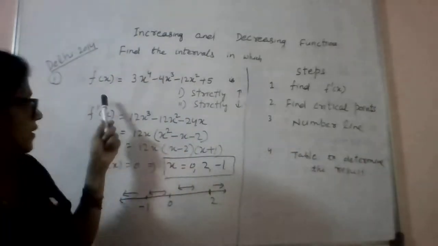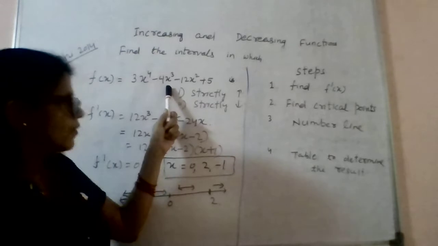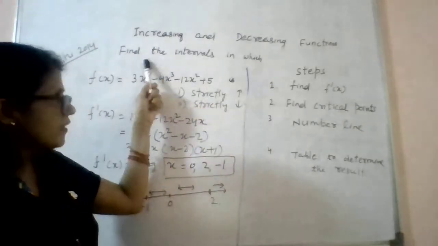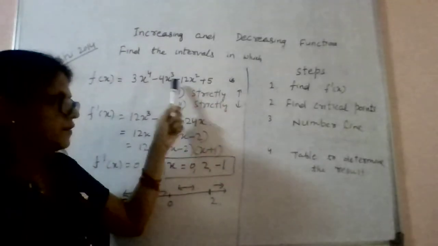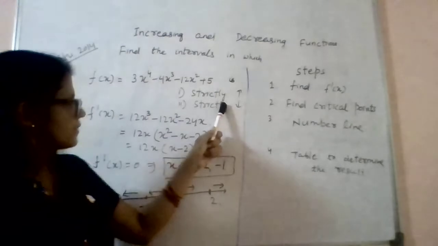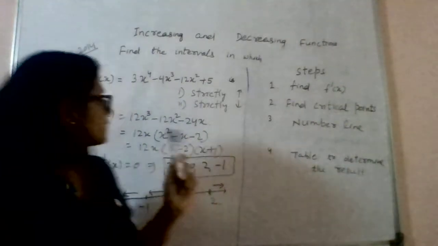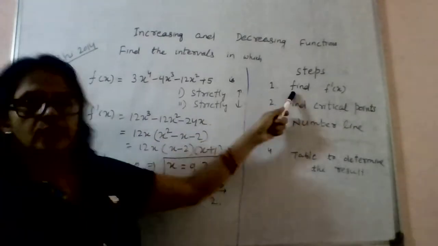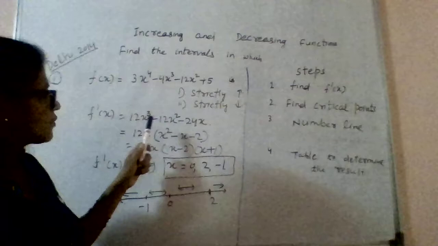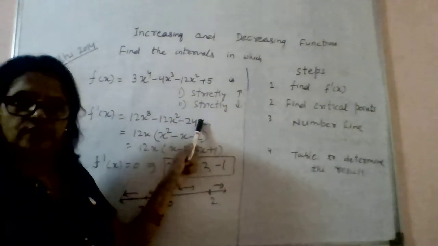The first question is f(x) equals 3x to the power 4 minus 4x cube minus 12x square plus 5. Find the intervals in which this function is strictly increasing and strictly decreasing. This question was there in the 2014 CBSE exam. So first step, get f dash x. Here f dash x equals 12x cube minus 12x square minus 24x, right?